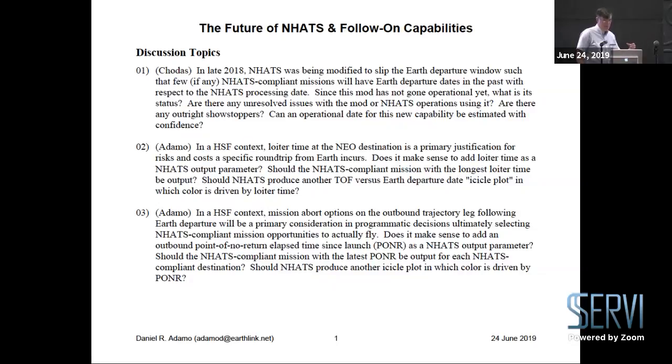Because to one of my reviewers, it definitely did. Should the NHATS compliant mission with the longest loiter time be output along with the ones that have the minimum duration, the one with minimum delta V? Should NHATS produce another time of flight versus Earth departure date icicle plot in which color is driven by loiter time? And I showed an example of that at SBAG 19. SBAG 20. So any comments on that? Does that make sense to start working with loiter time at the destination?